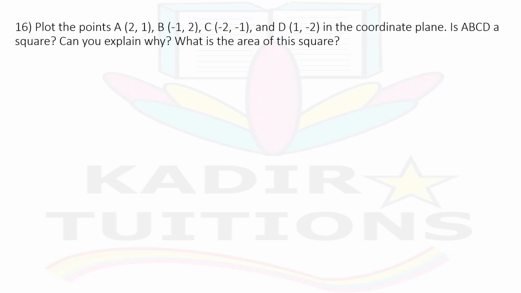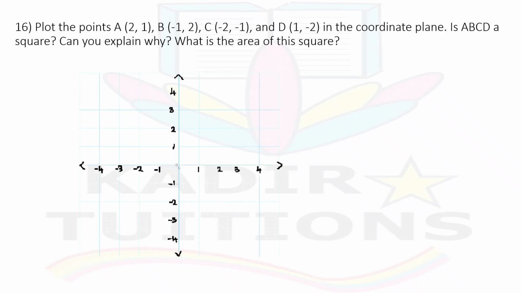Plot the points A, B, C, and D in the coordinate plane. Is ABCD a square? Can you explain why, and what is the area of this square? Okay, so first we will plot all these points. So we need one coordinate system. So can we plot these points?